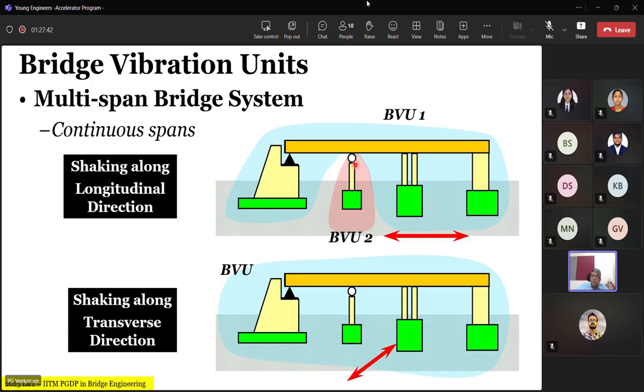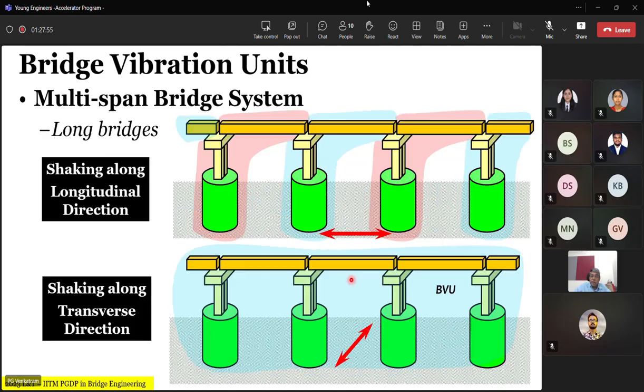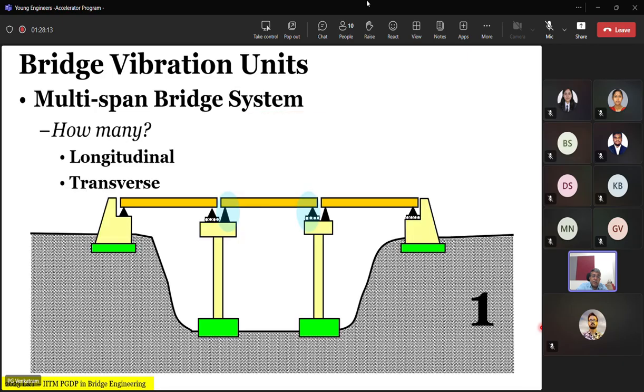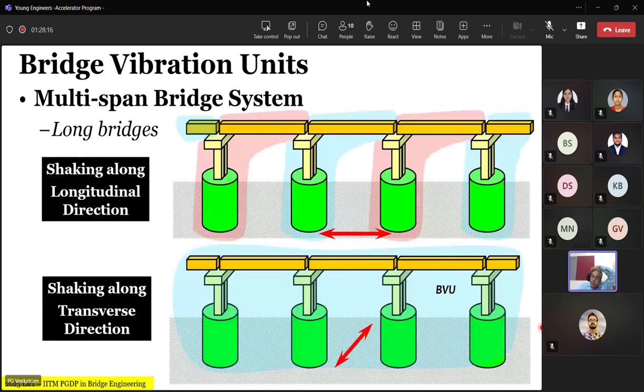Other than this, all the rest is one vibration unit when the ground shaking is in the longitudinal direction. And in the transverse direction, the whole unit is a single unit for the ground shaking. Now, for long bridges, if you have multiple simply supported spans, for longitudinal shaking each one of these piers becomes an individual vibration unit, and for shaking in the transverse direction, the whole bridge becomes the transverse vibrational unit.